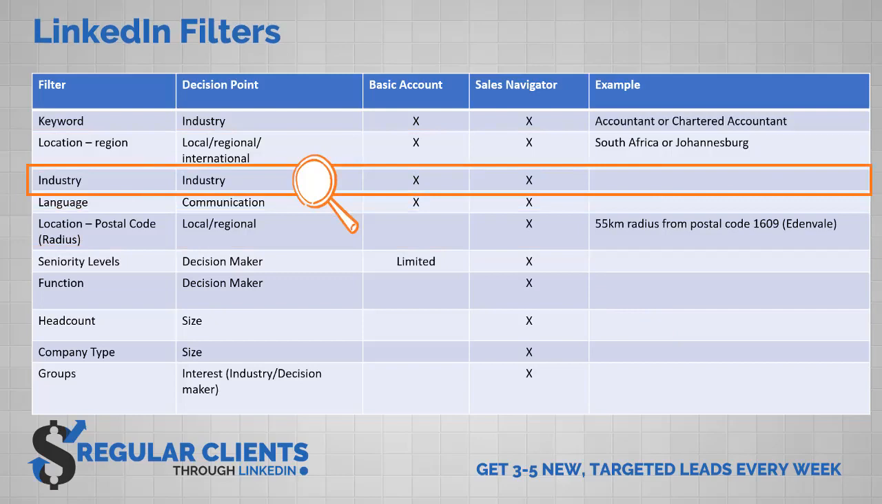The next is industry, and this allows you to search via LinkedIn's predetermined industry. So all you have to do is find the industry that you're looking for.